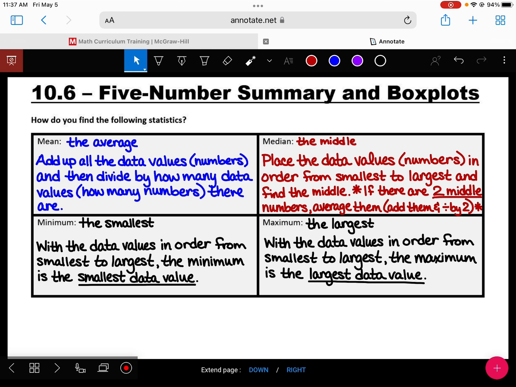For mean? For median, you put them all in order from smallest to biggest. If there are 2 middle numbers, you take just those 2 middle ones, add them together, and divide by 2.